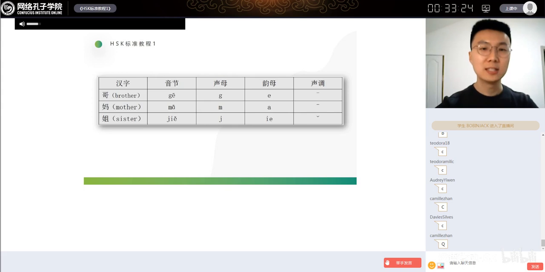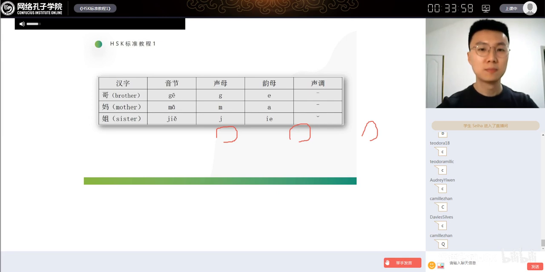Now we have learned 声母, 韵母 and 声调. We have learned initials, finals, and tones. When we put them together, we can read one syllable. Let's try the first one. 声母 is 歌, 韵母 is 鹅, 声调 the tone is the first tone, right?